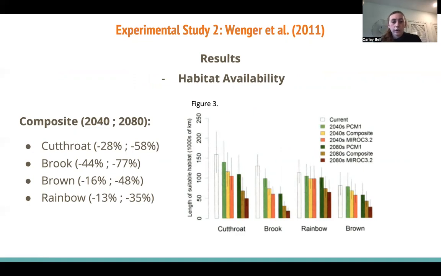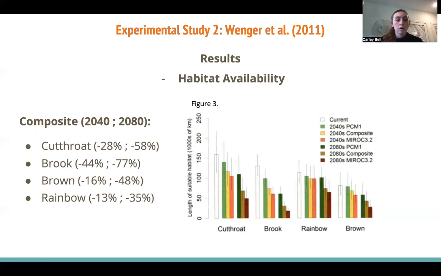And so what we're looking at in this graph is the white bar, which is the current conditions of each, versus the yellow bar and the brown bar, where the yellow bar is the 2040s composite model and the brown bar is the 2080s composite model. And what we see is that through time, both in the 2040s and in the 2080s, every single trout species lost habitat due to climate change.